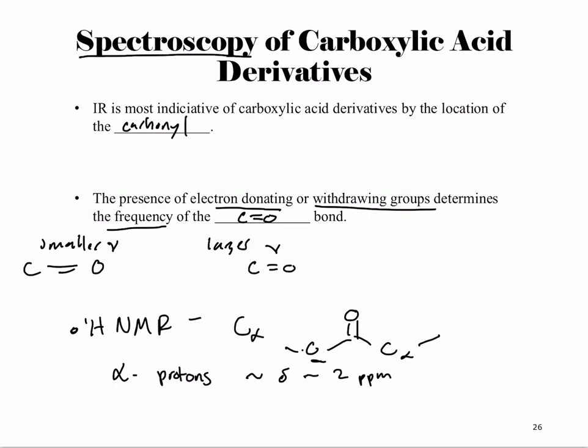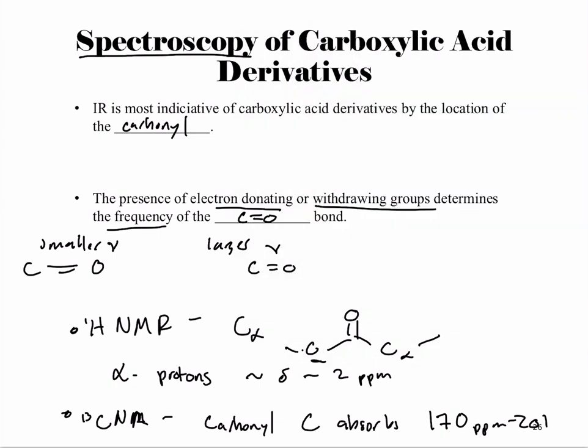The carbon 13 NMR is a little bit more complicated. Basically the carbonyl carbon absorbs in a different range. So the carbonyl carbon absorbs from about 170 ppm to around 201 ppm. And so if I were to kind of give you a list of these, we would have something like acetic acid.